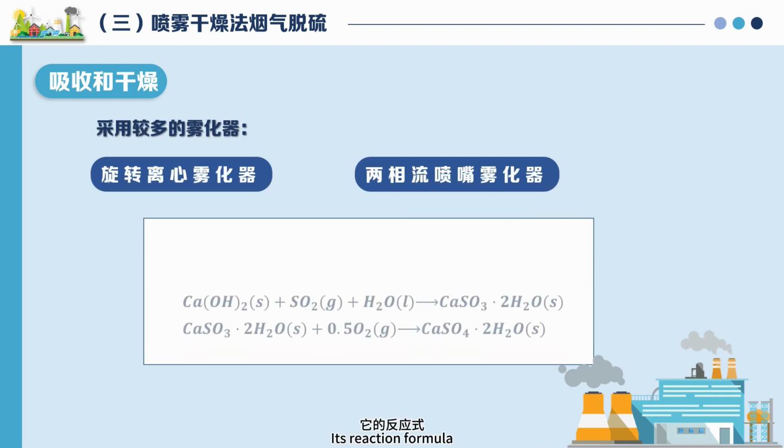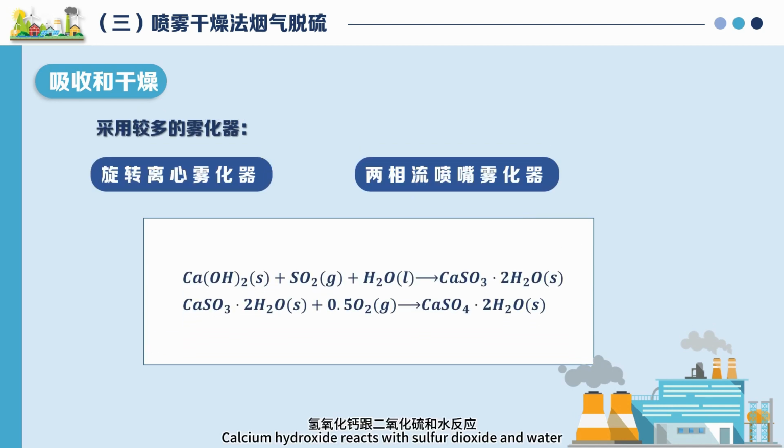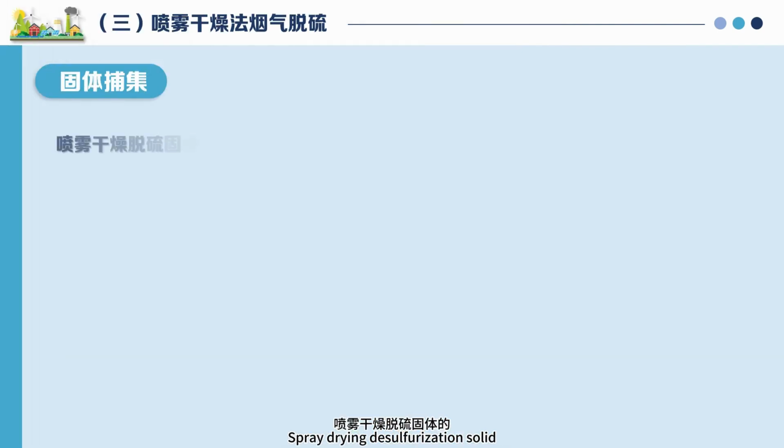This is its reaction formula. Calcium hydroxide reacts with sulfur dioxide and water, generating calcium sulfite. Calcium sulfite reacts with oxygen again, generating calcium sulfate products. Solid waste from spray drying desulfurization.